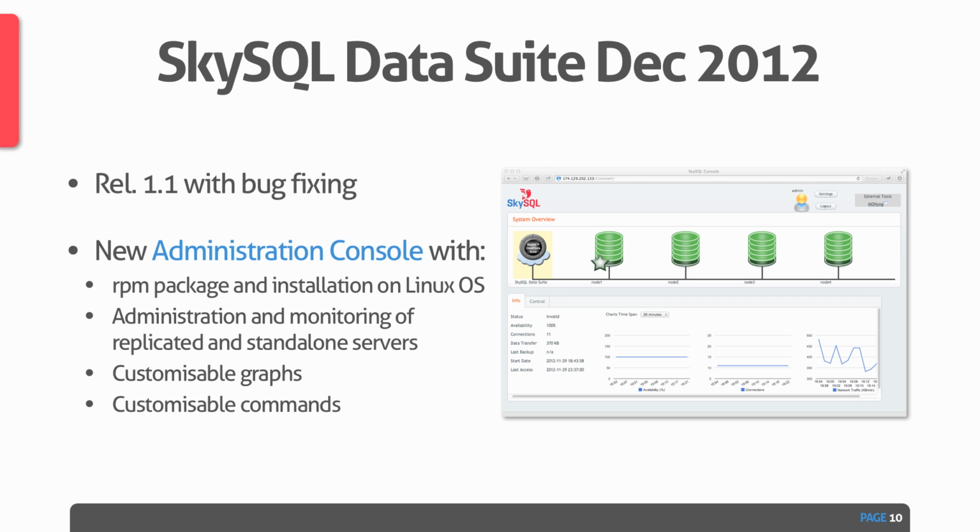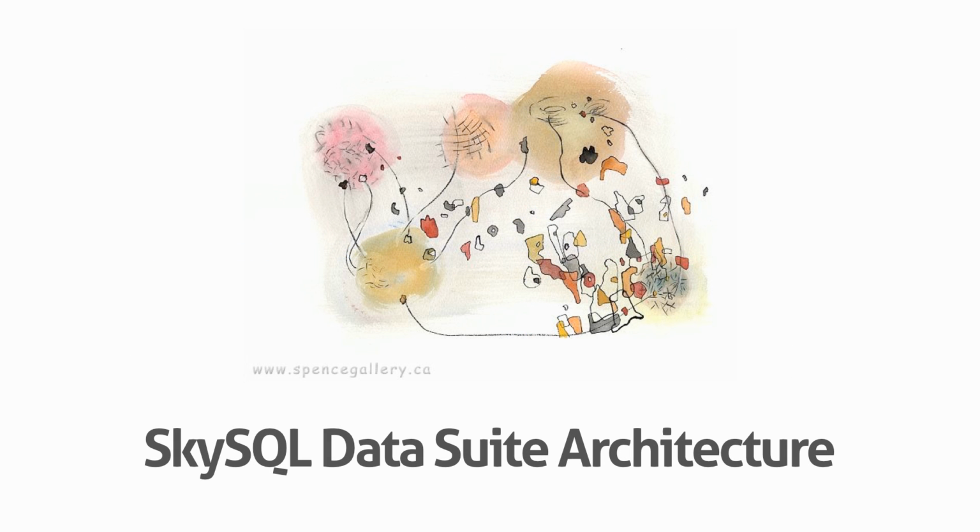What we can do with the administration console is to basically use a specific package that can handle replicated and standalone servers. That is a difference since the previous version where we had only replicated servers. But we also have customizable graphs and customizable commands. That means that if you want to add your own command and insert it into the data suite and the administration console, you are free to do so. And so is for the graphs that are available by default.